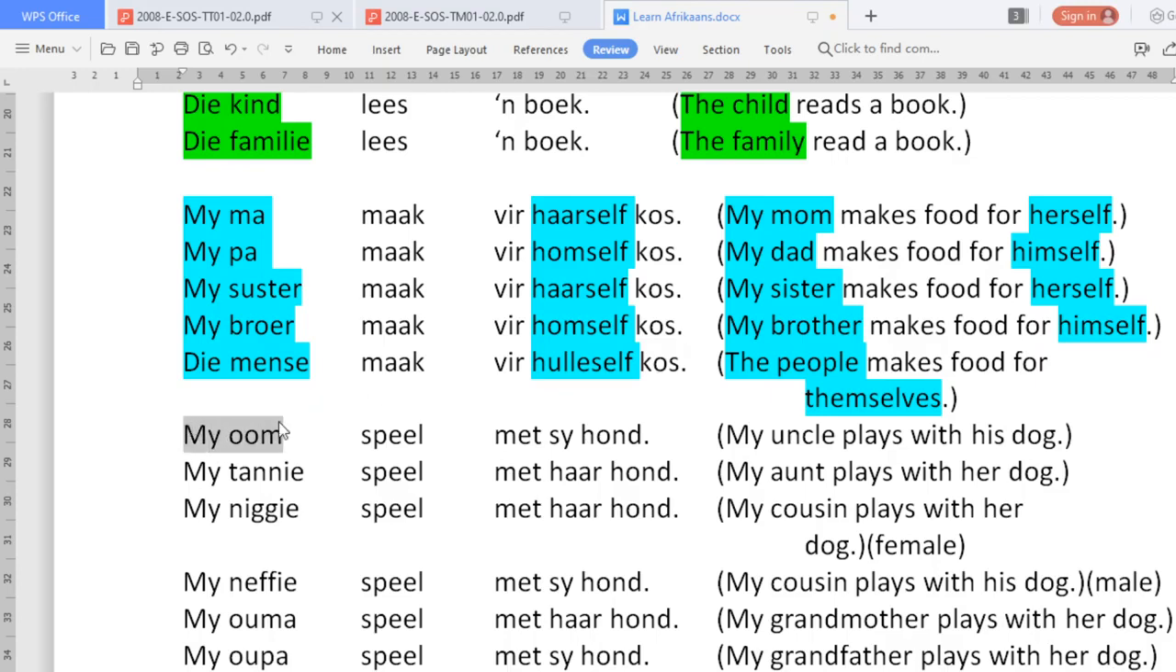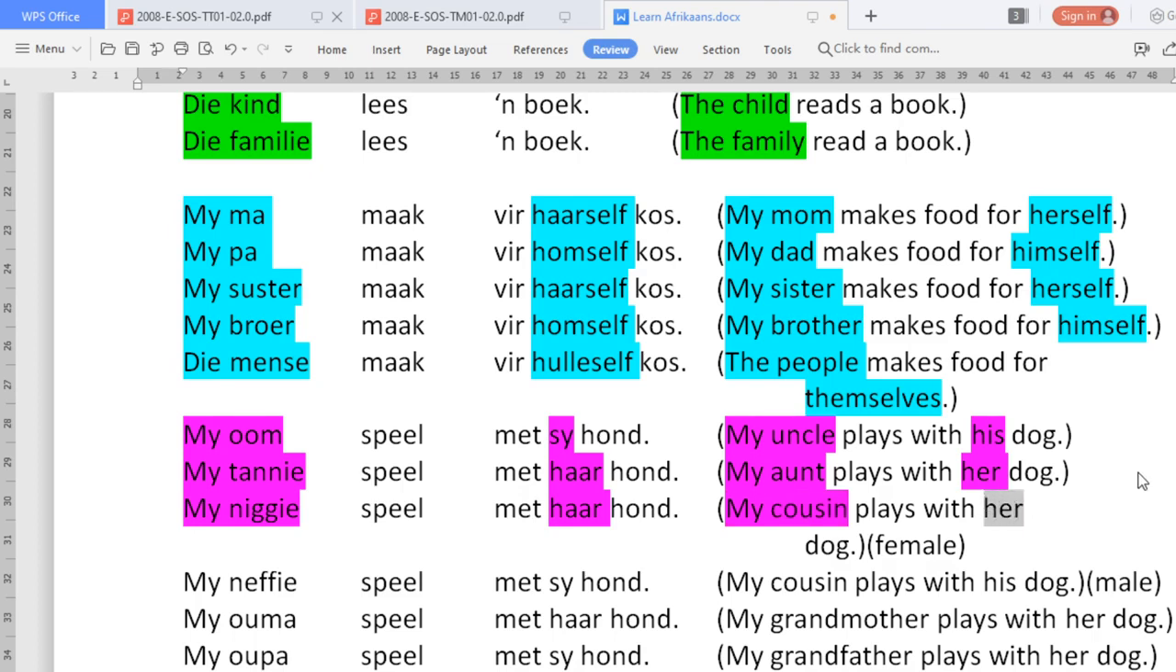Alright, then we've got my oom. My oom speel met sy hond. My uncle plays with his dog. My tannie speel met haar hond. My aunt plays with her dog. My niggie speel met haar hond. My cousin plays with her dog.